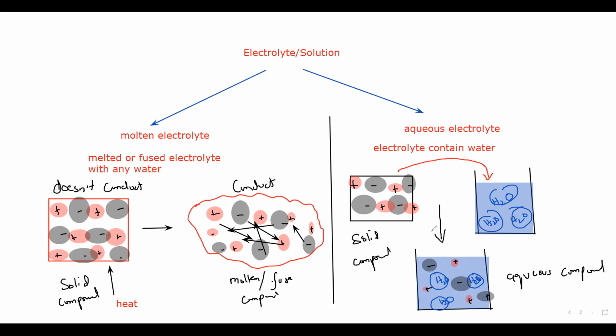Is it clear, the concept, the difference between the molten and the aqueous? For molten, we simply melt it, so the ions are free to move. But in aqueous, we actually add the ionic compound to water, and the ionic compound dissociates into ions, and the ions are free to move. Is it clear, the difference between molten and aqueous electrolytes? Any doubt in this part?